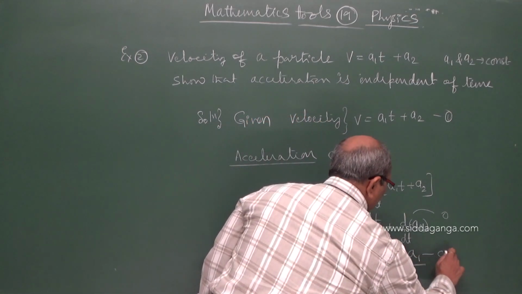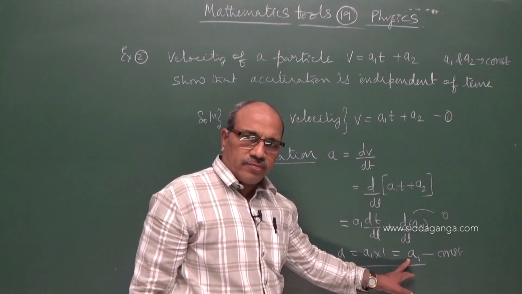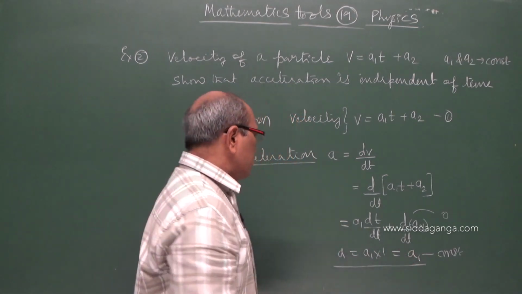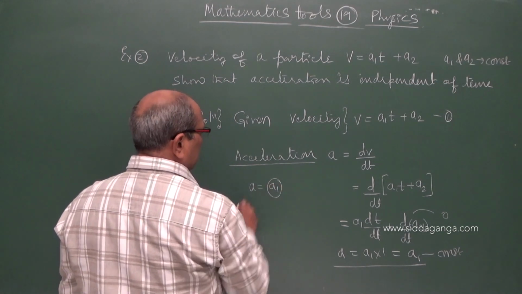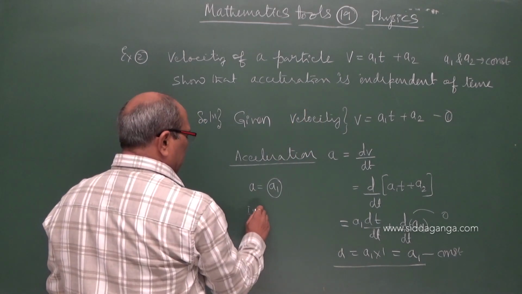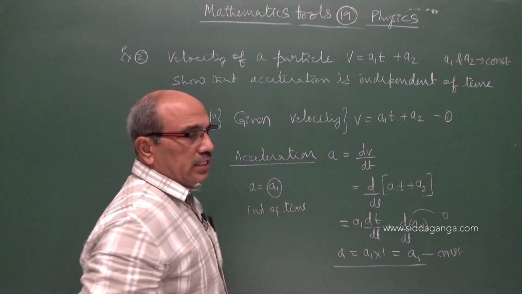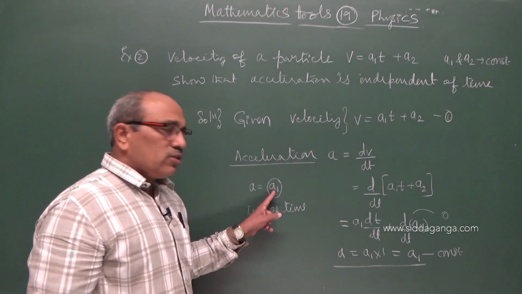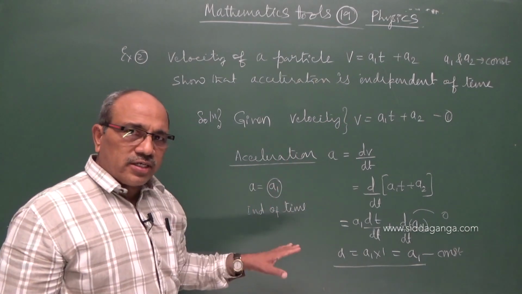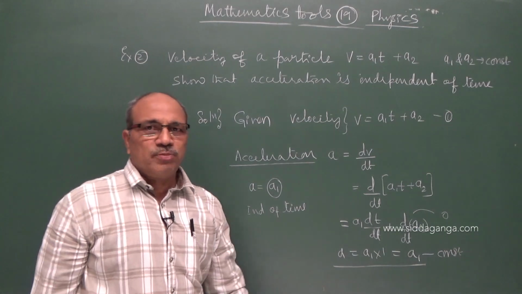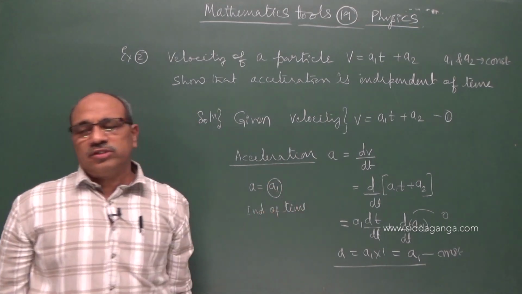Acceleration is a1, which is a constant. Here it does not contain any time term. Time term is absent, which means acceleration equals a1, a constant, and therefore it is independent of time. Why? Because it does not contain a time term. It is not dependent on time. a1 is already a constant, as they told us. Therefore, acceleration remains constant and does not vary with respect to time. I think you have followed. Glance at it, and we can go to the next question.